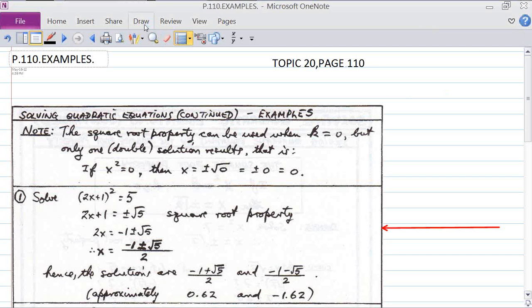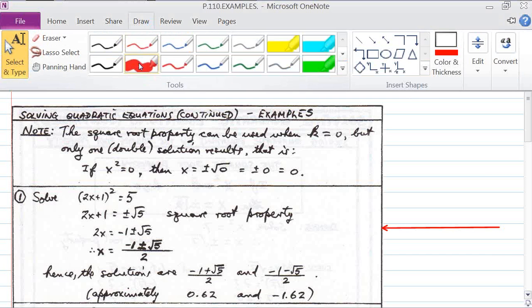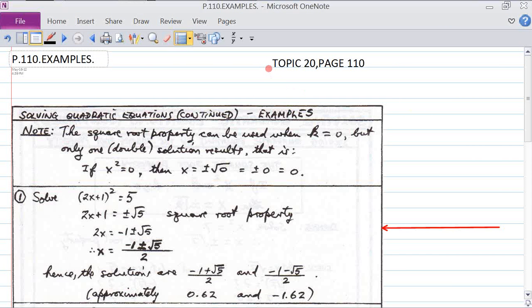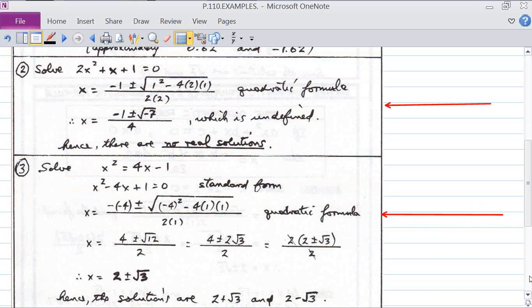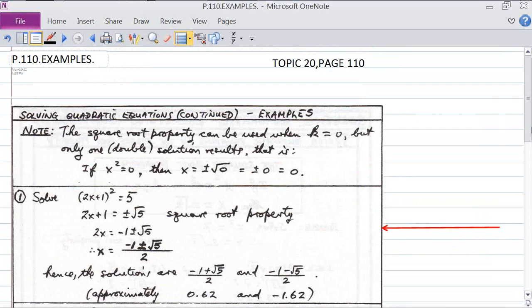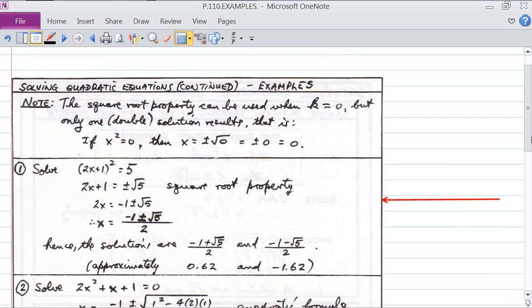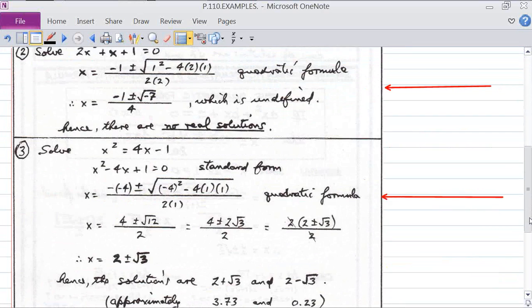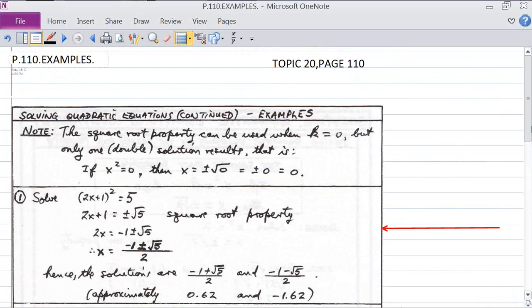We're on page 110, which is topic 20, and we're going to look at the three examples, 1, 2, 3 here, for quadratic equations and how to solve them. And just one thing at the top of page 110, let's read this together.